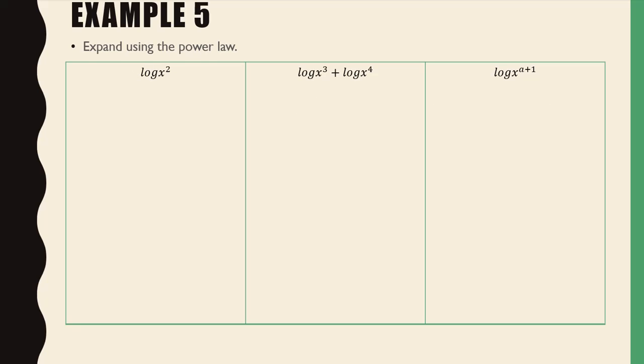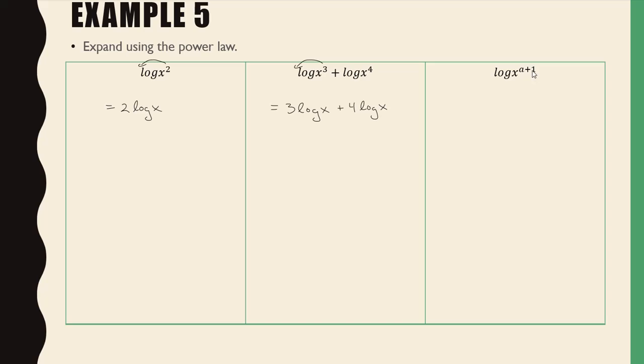Moving on to example 5. Expand using the power law. This one's pretty simple. When we have log base 10 of x to the power of 2, this 2 is going to become our new coefficient of the log. It's going to become 2 log x. Simple as that. Here, same thing. We do it individually to each log. So this 3 is going to become 3 log x. And here the 4 will become 4 log x as well.